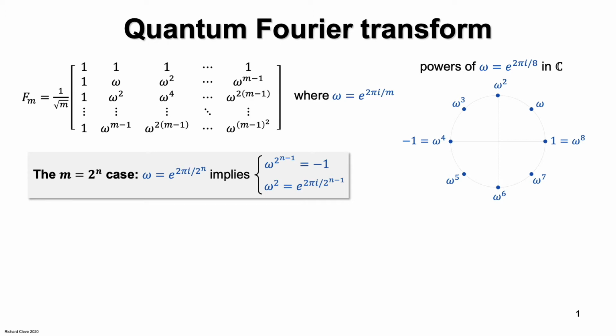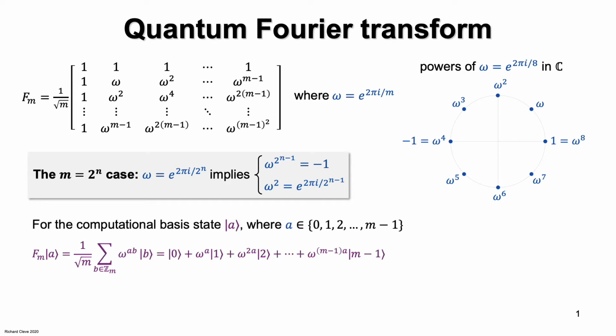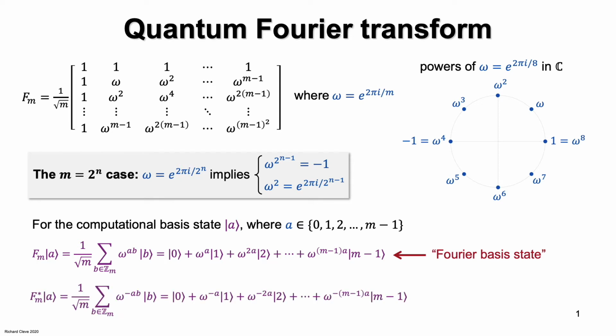For a in Z_m, that is, a between 0 and m minus 1, applying F_m to ket a results in this state, which is a uniformly weighted superposition with phases being the powers of omega to the a. This state is frequently referred to as a Fourier basis state. And here's F star m applied to ket a. It looks similar, except the phases are negative powers of omega.